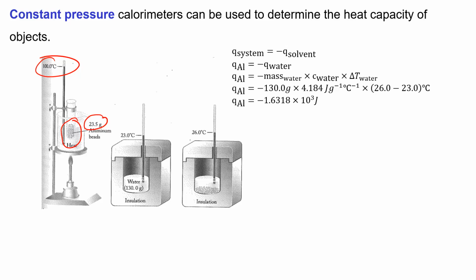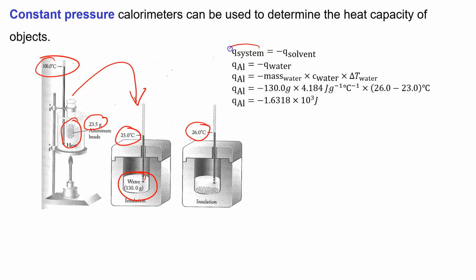Now, sitting in a constant pressure calorimeter, we have 130 grams of water that's at room temperature. And what we're going to do is put the beads into our water. Doing this makes the temperature of the water rise by 3 degrees Celsius up to 26 degrees Celsius. And of course, the beads are going to cool down from 100 to 26. So the aluminum beads are our system and the water is our solvent.